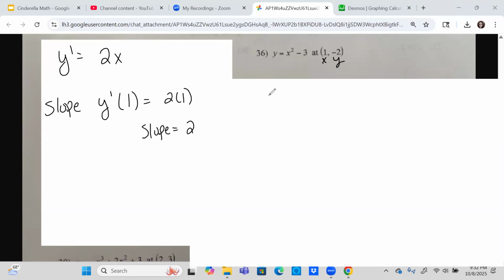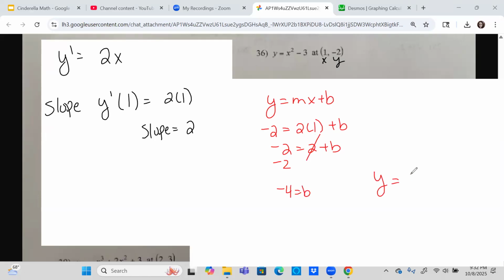But they want the equation. So y equals mx plus b. So that's negative 2 equals 2 times 1 plus b. Negative 2 is 2 plus b, minus 2. Negative 4 is b. Final answer, y equals mx plus b with our slope, but doesn't that look clunky? From your algebra class, we know plus a minus is just a minus, or plus a negative is just a minus.